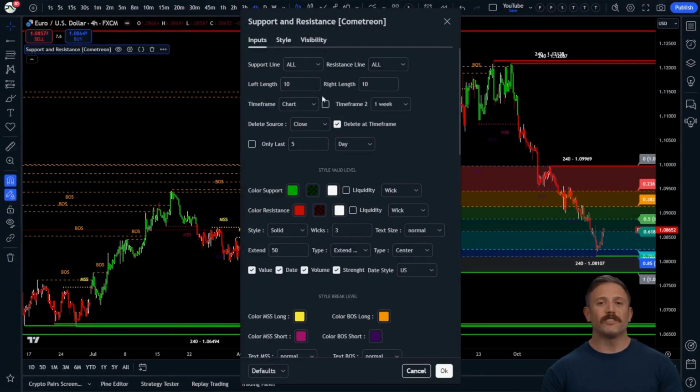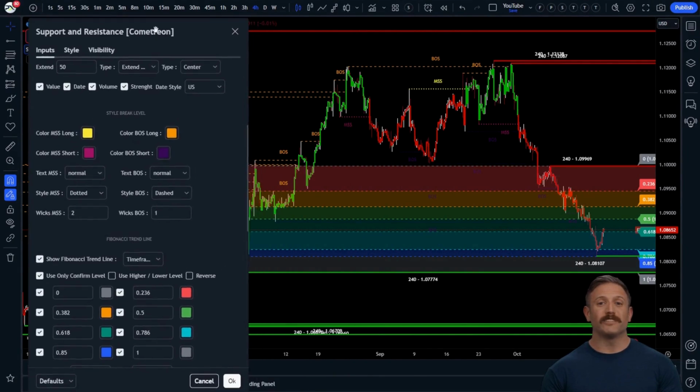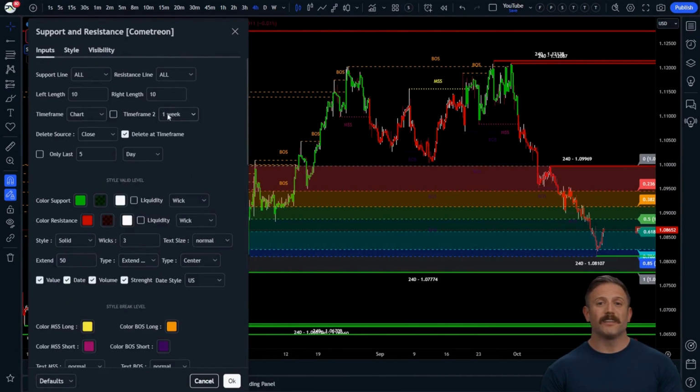Let's now move on to the technical details. Support and Resistance offers a series of customizable settings to suit your specific needs. Select the type of lines to display: only active ones, only broken ones, both, or none. With left length, choose the number of candles to calculate the previous high or low point.